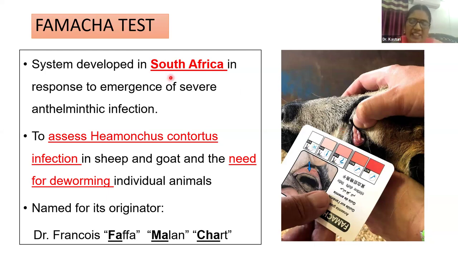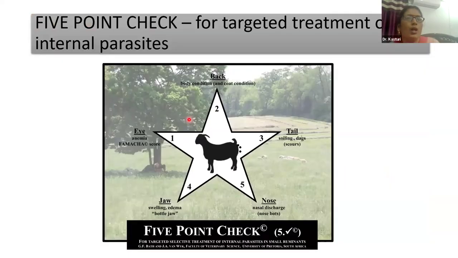Then how do we detect the need for deworming in other cases of infection? There is a protocol called the 5-point check. This 5-point check helps in assessing the need for deworming or therapy in a ruminant infected with intestinal parasites. The first one is the eye, which is what we discussed in the FAMACHA score. Depending upon the severity of the anemia, we can decide whether the animal should be included for treatment or not.